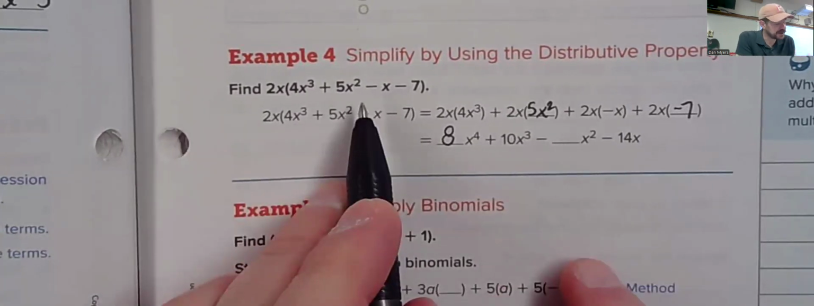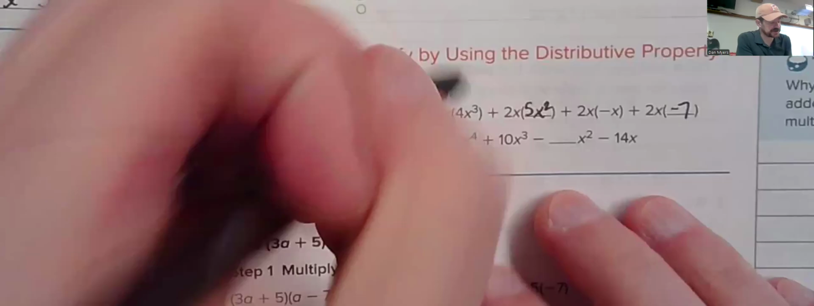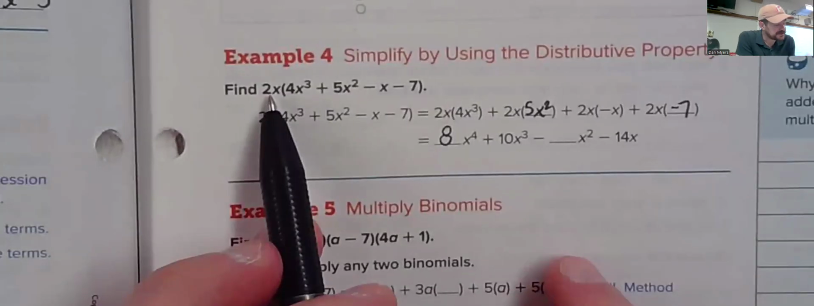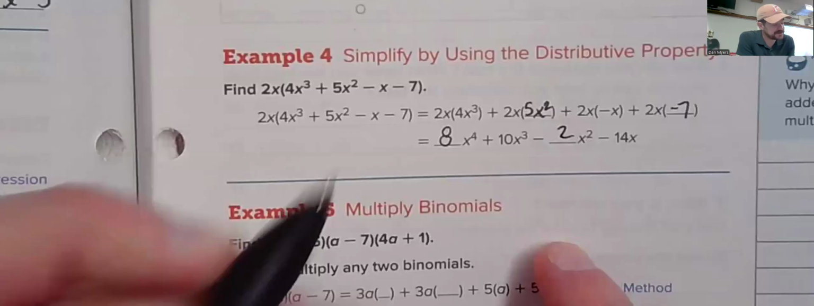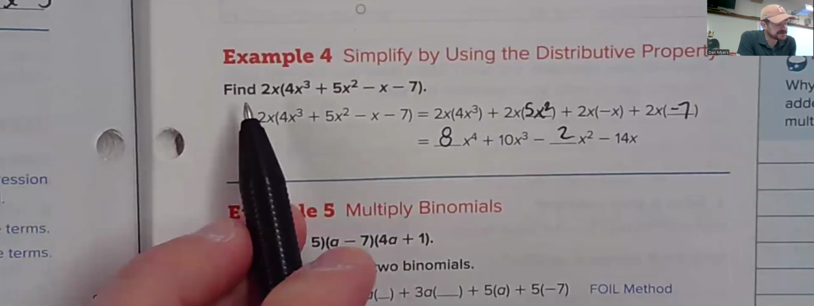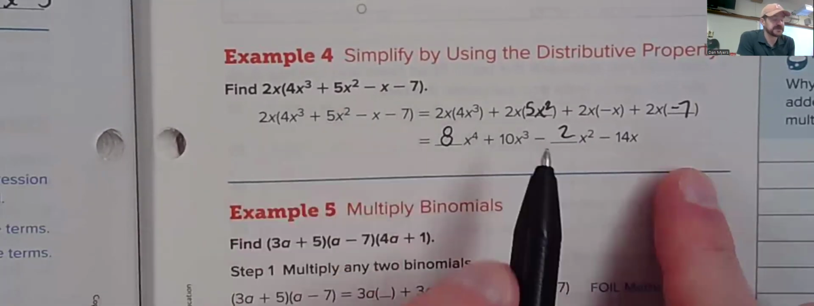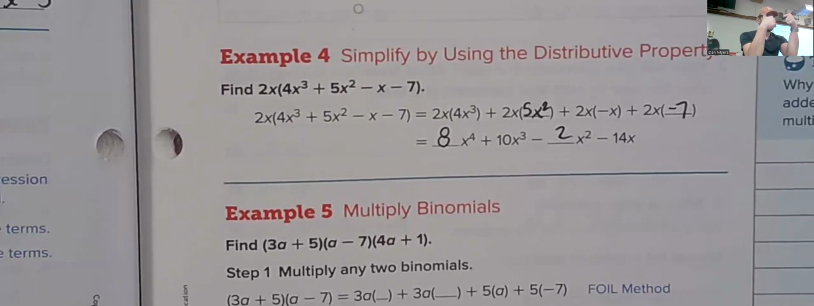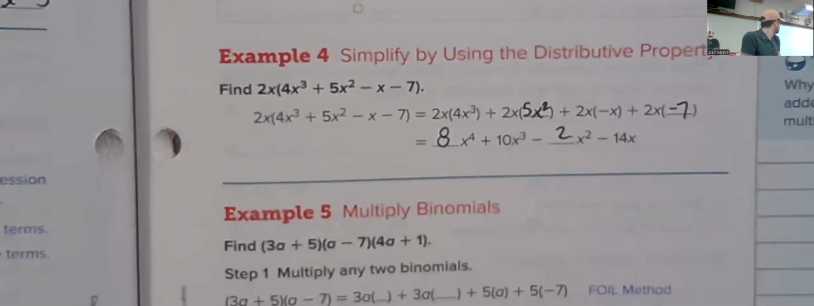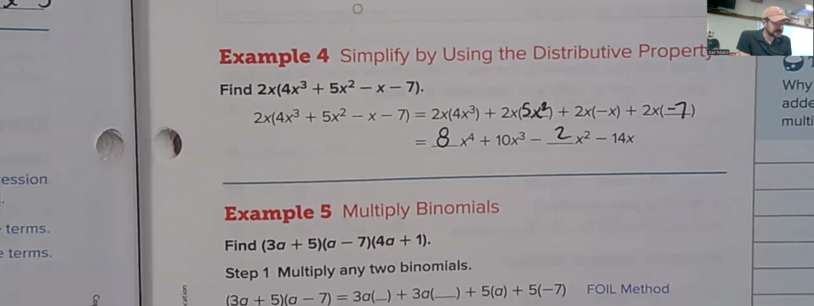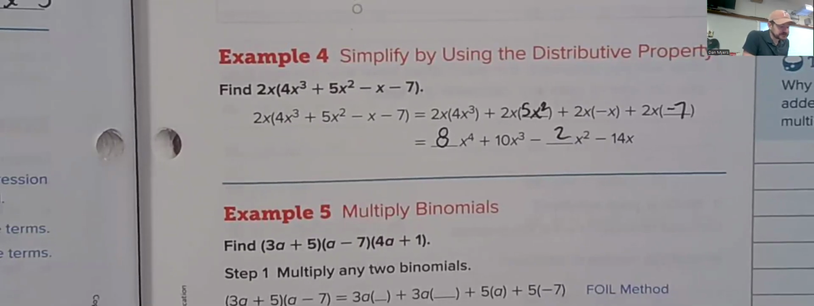2x times 5x squared would be 10x cubed, which is already there. 2 times -1 would be -2. X times x is x squared. And then 2 times -7 is -14, with an x would be -14x. Right. All right. Distributing, that's all we're doing there. Now this next one has 3 sets of parentheses that are being multiplied together. We've already done this.